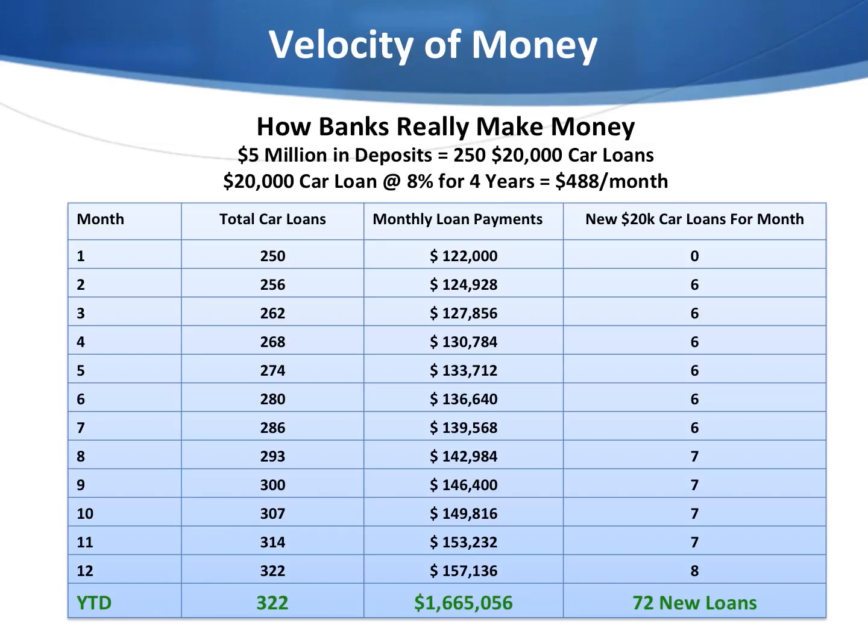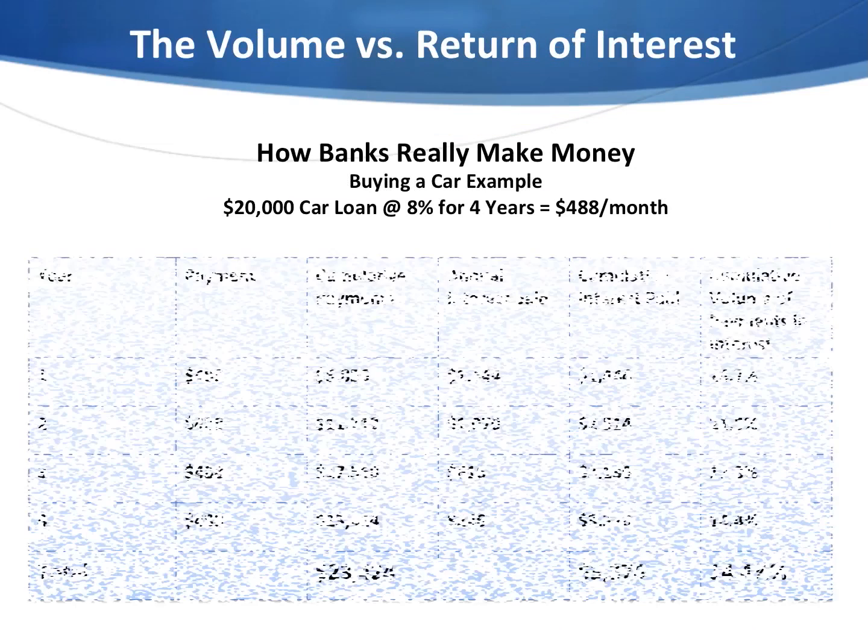As each month goes by, more and more car payments are being made and can be used to make even more car loans. By the end of the first 12 months, there have been total payments of over $1.6 million, which allowed the bank to make an additional 72 car loans. And that's just the first 12 months. Every month the bank collects more payments from more loans, and every month the amount of capital available to the bank is increasing. That is the incredible power of the velocity of money. Wouldn't you like to harness that power for your benefit instead of the bank's? We can show you how.